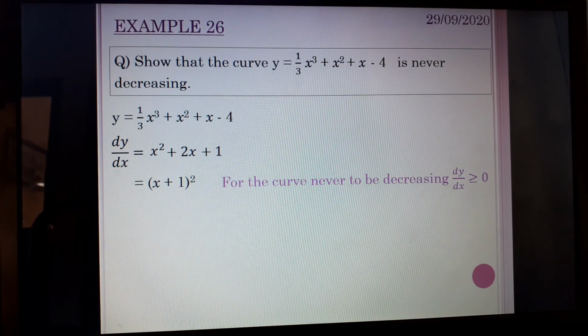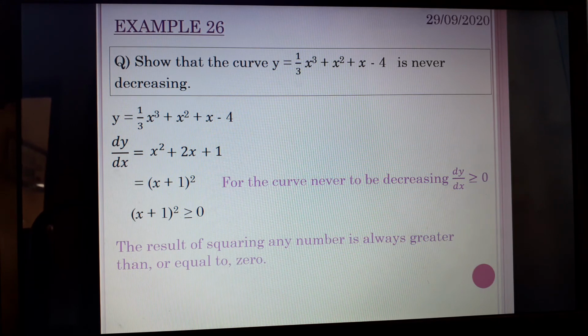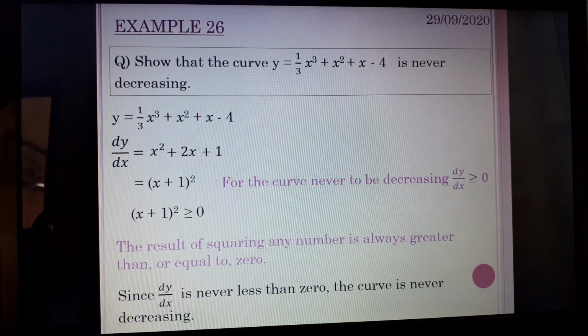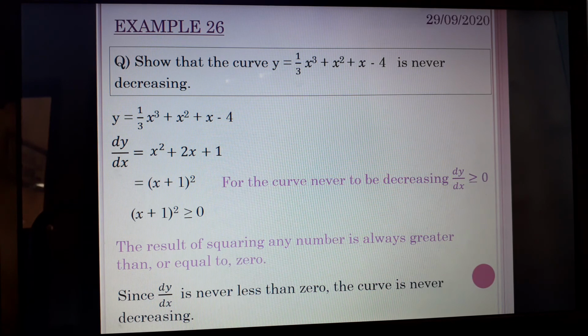So for the curve never to be decreasing, we need dy by dx to be greater than or equal to 0. And we can see here that this bracket is always going to be greater than or equal to 0, because the result of squaring any number is always going to be either 0 or greater than that. So we can write a statement here. Since dy by dx is never less than 0, or dy by dx is never negative, the curve is never decreasing. And that would explain that. So it's a bit of a harder question, that one. But we've seen that type of thing before when we were doing our quadratics topic.